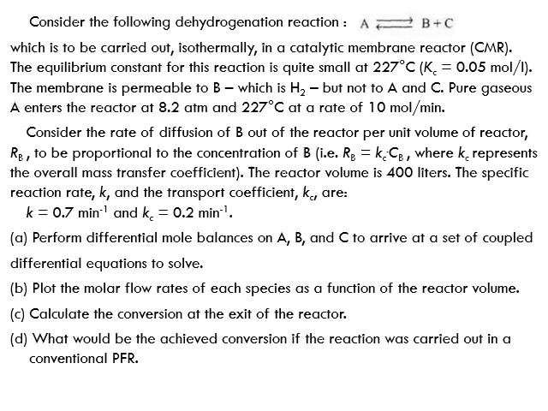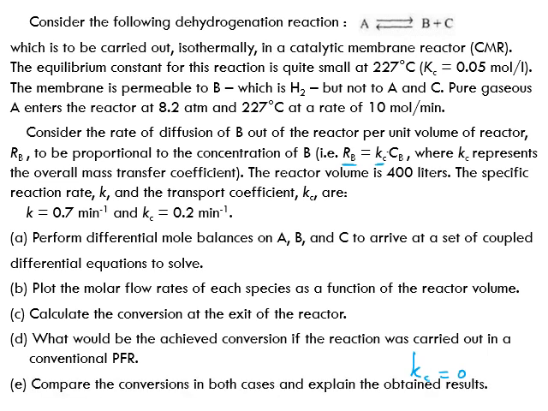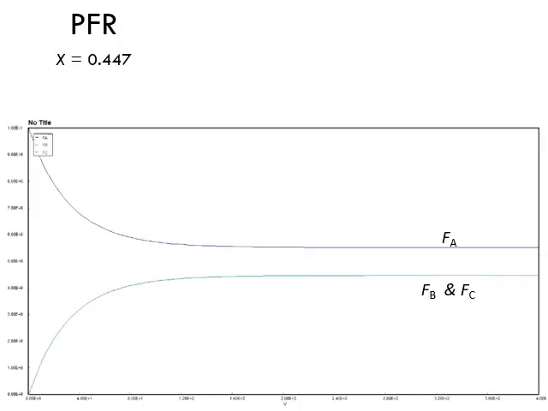Yes, so the difference between the plug flow reactor and the membrane reactor is that in the plug flow reactor there's no diffusion. Therefore, Kc equals 0. The overall mass transfer coefficient equals 0, which takes capital RB to 0. So let's do this change only, and then let's compare the conversions in both cases and explain the obtained result. Okay, so when you use a plug flow reactor, the conversion is much less.